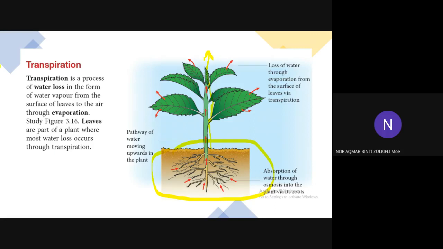Okay, so sunlight here. The sun acts like a heart. They pump. So they pump water. It pumps water, so it will cause evaporation through leaves. Okay, so this is the transpiration process. The pathway of water moving upwards in the plants, and then loss of water through evaporation through leaves via transpiration.